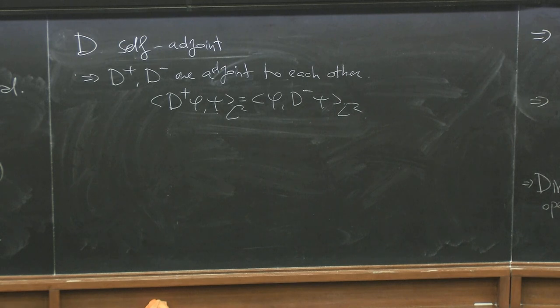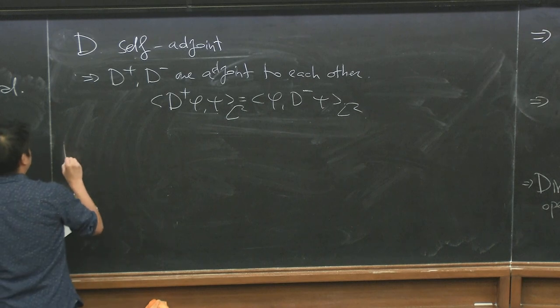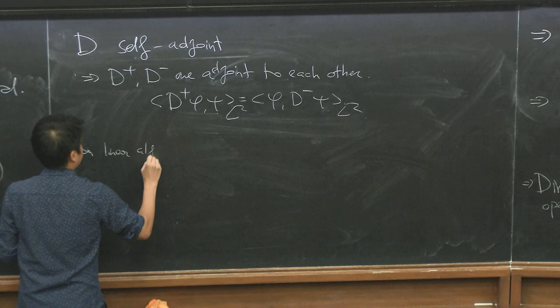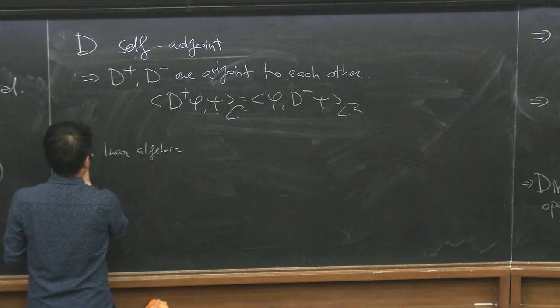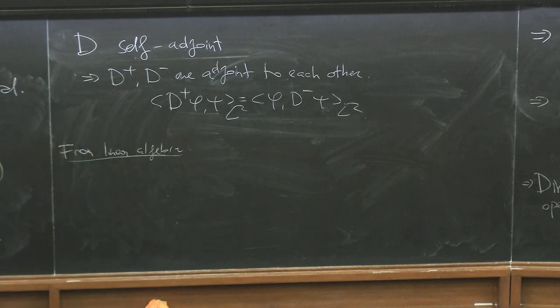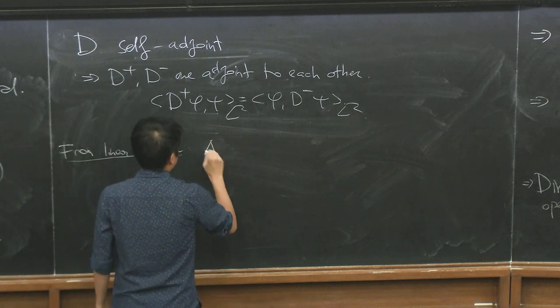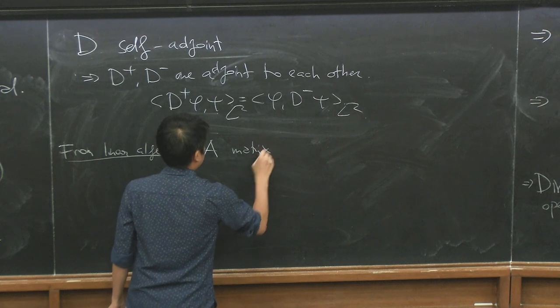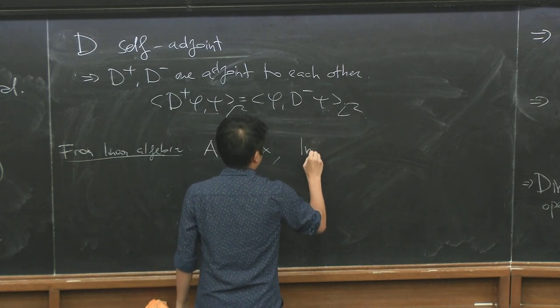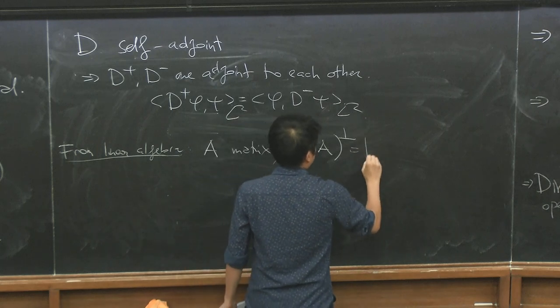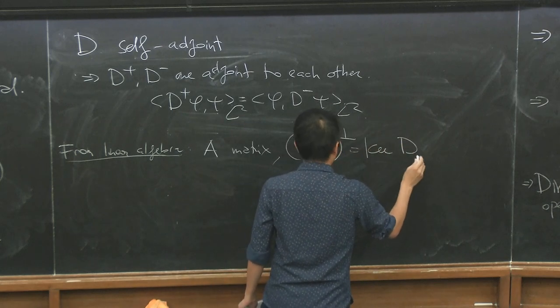In particular, if you remember from linear algebra, if you have a matrix, then the orthogonal of the image of the matrix is the kernel of the transpose.